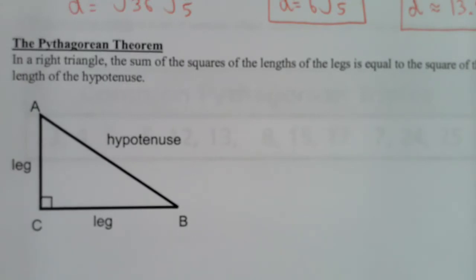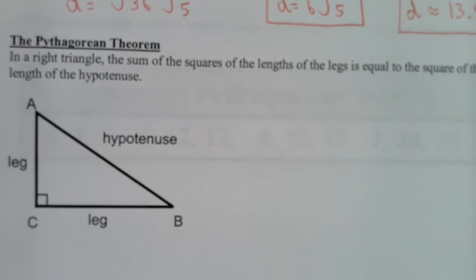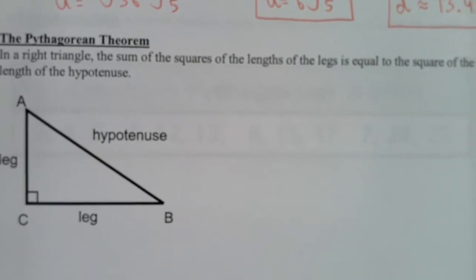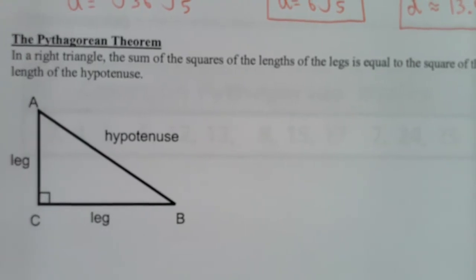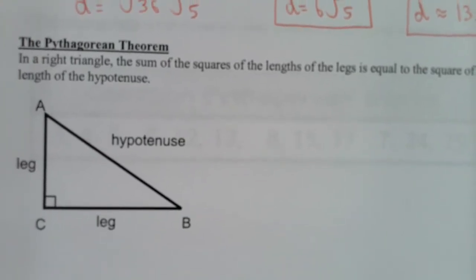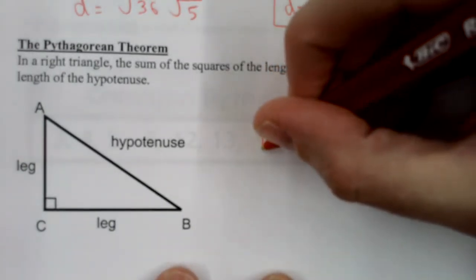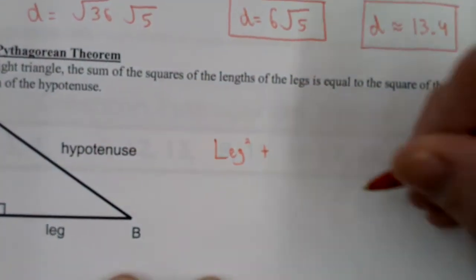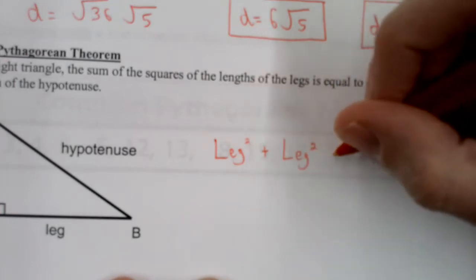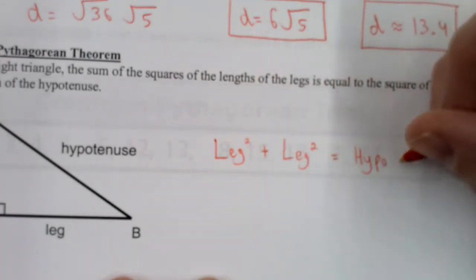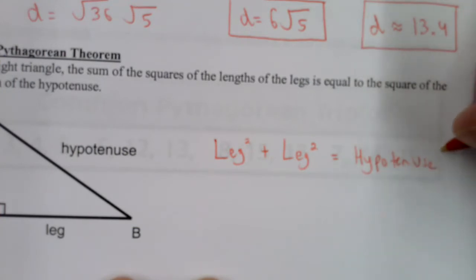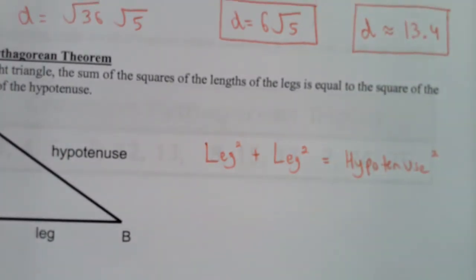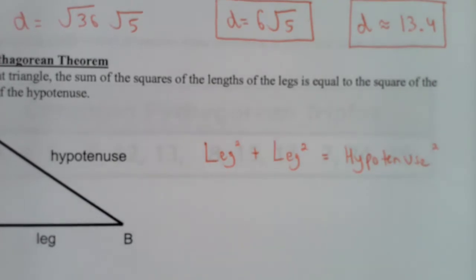Okay, so the Pythagorean theorem comes from the distance formula. In a right triangle, the sum of the squares of the length of the legs is equal to the square of the length of the hypotenuse. Most of you know that as a squared plus b squared equals c squared. I don't like saying that because what do the a, b, and c even mean? The real way to think about it is a leg squared plus the other leg squared equals the hypotenuse squared. That's the Pythagorean theorem. Leg squared plus leg squared equals hypotenuse squared.